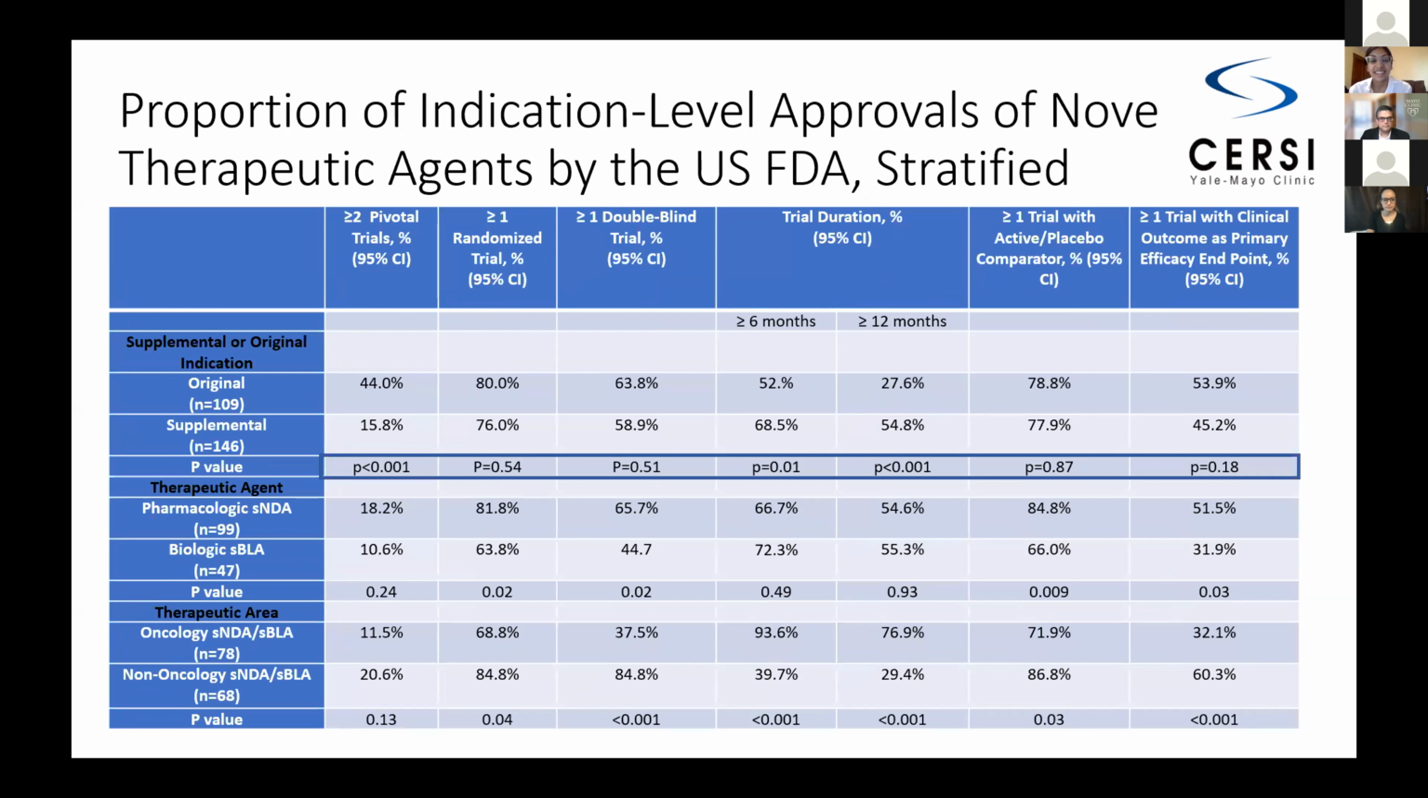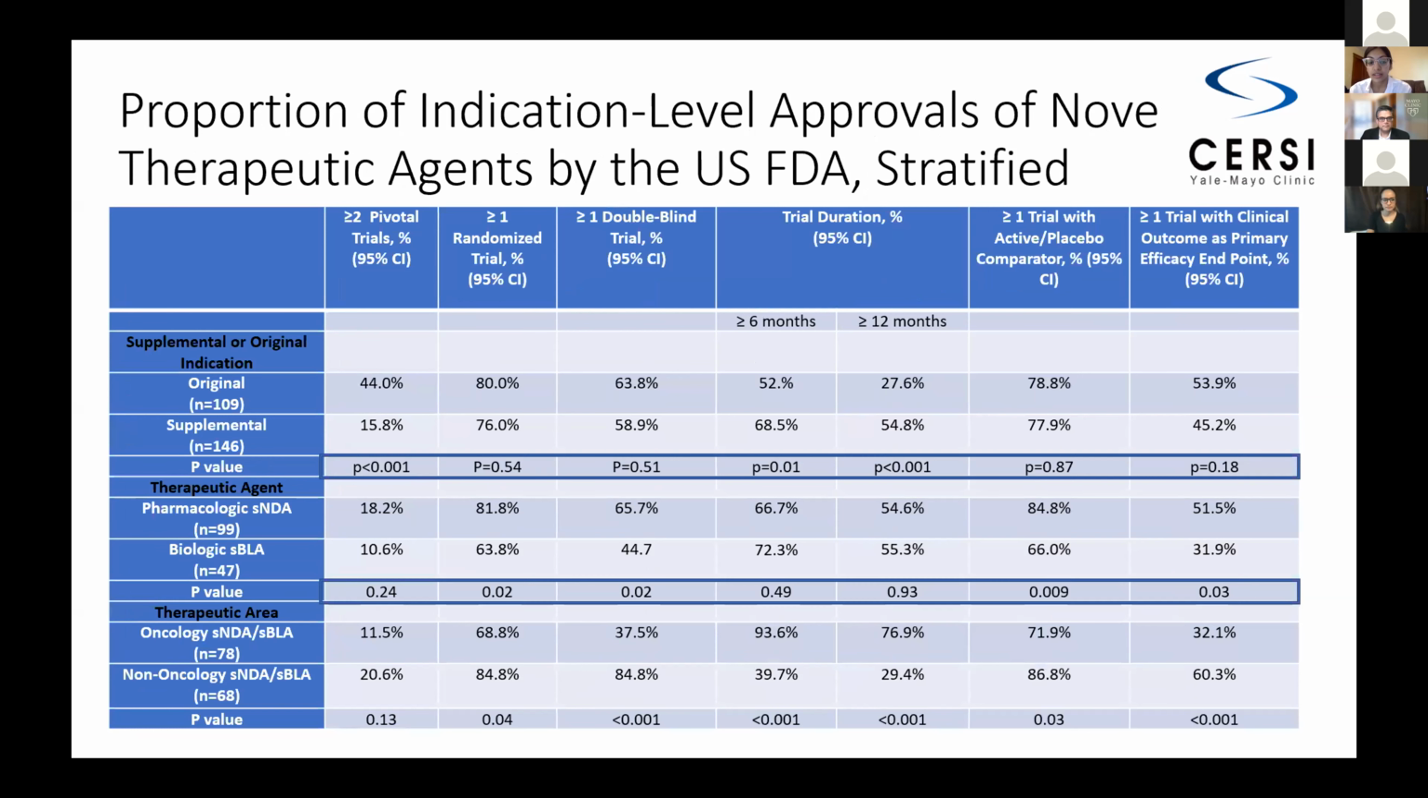Next slide, please. And so we also looked at other parameters at the indication level, and what you can see here is that original indication approvals were significantly more likely to be supported by at least 2 pivotal trials, but were otherwise similar along the other characteristics that we examined. Next slide, please. And what you can see is that pharmacologic and biologic supplemental new indication approvals were very similar along these characteristics when stratified at the indication level.